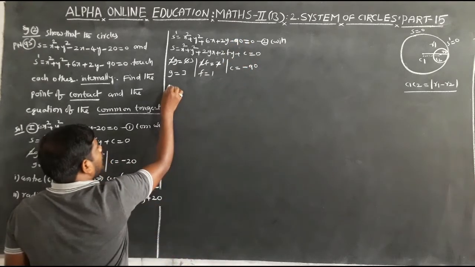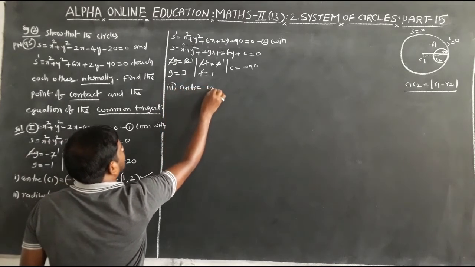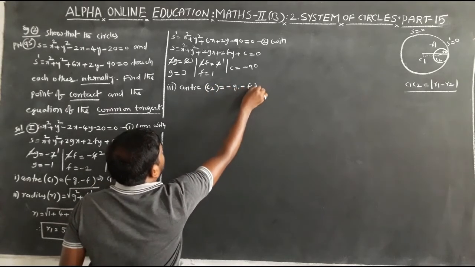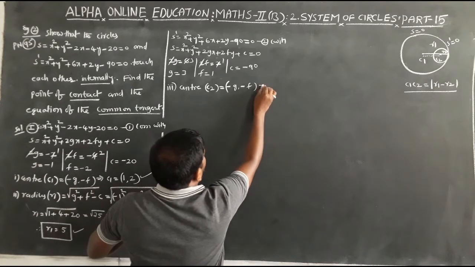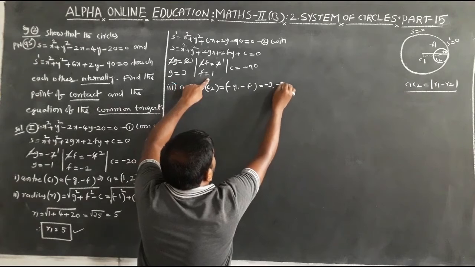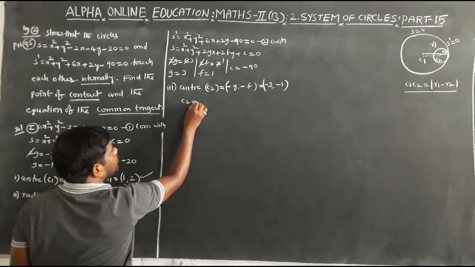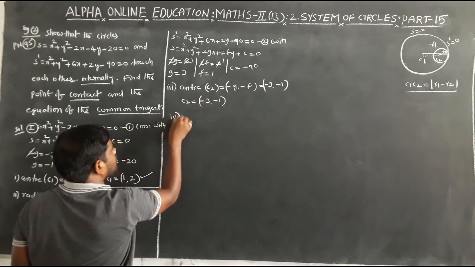Third, find the center of the second circle. C2 = (−g, −f) = (−3, −1). Again C2 = (−3, −1).